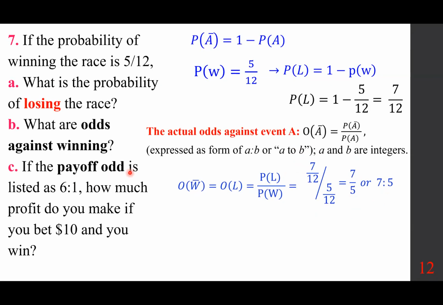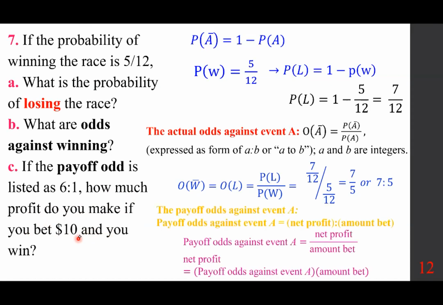If the payoff odds is listed as 6/1, how much profit do you make if you bet $10 and you win? Here's the definition of a payoff odds. The payoff odds against an event A is equal to net profit to the amount of bet. That is the ratio of the two. In other words, payoff odds against event A is net profit divided by the amount of bet.